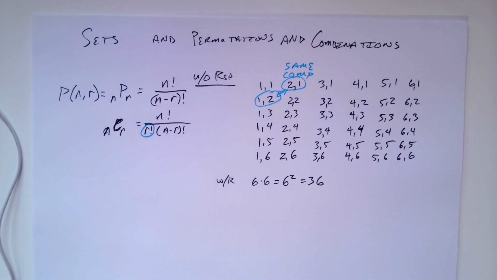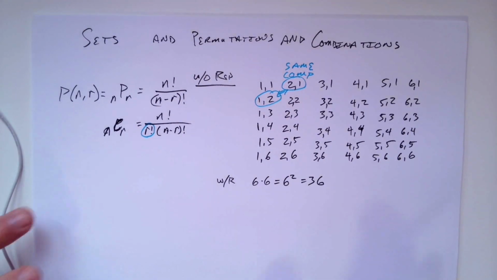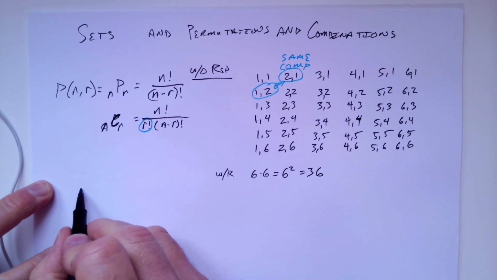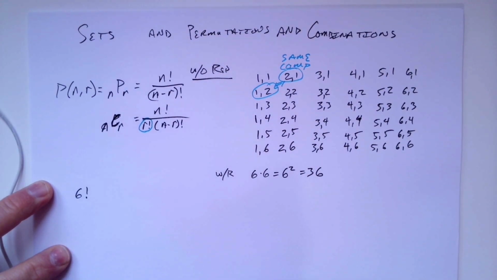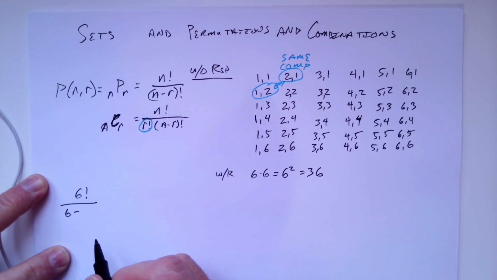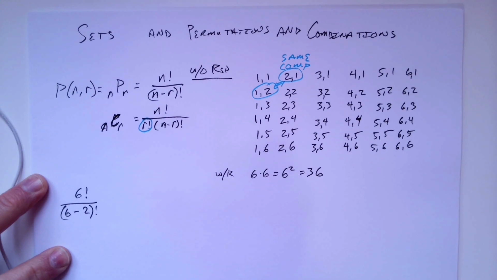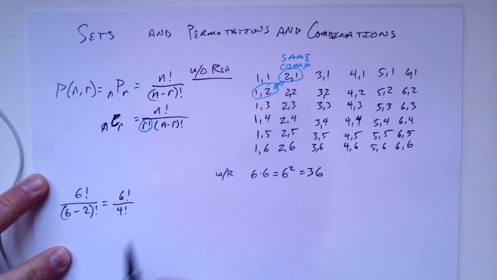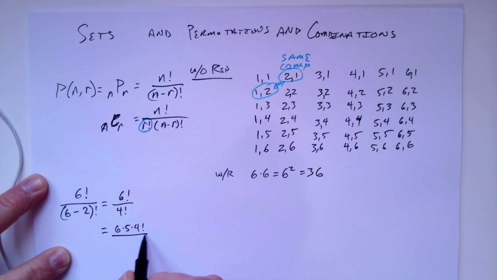All right? And you're like, well, can I just use the formula all the time, not have to worry about whether it's with replacement, without replacement? I don't know. Let's see what happens. So we're going to do 6 factorial, right? And then it's 6 minus, and how many are we choosing at a time here? Well, we're choosing 2, right? Okay, and when we do that, we end up with 6 factorial over 4 factorial. 6 factorial is 6 times 5 times 4 factorial.